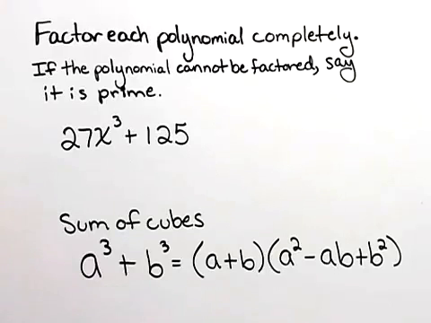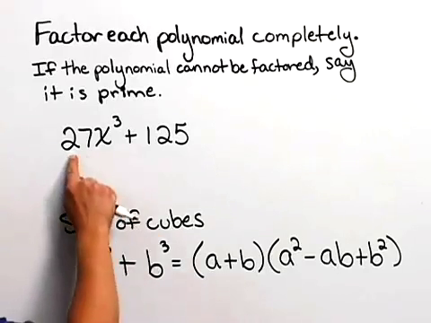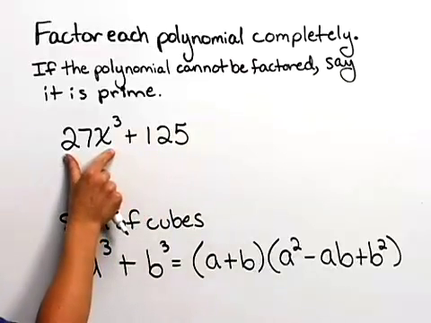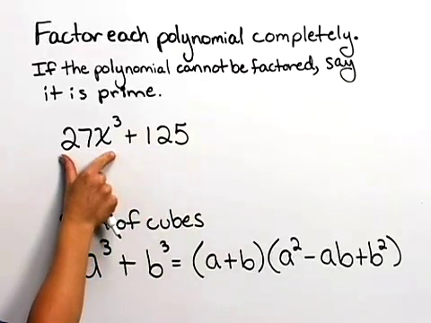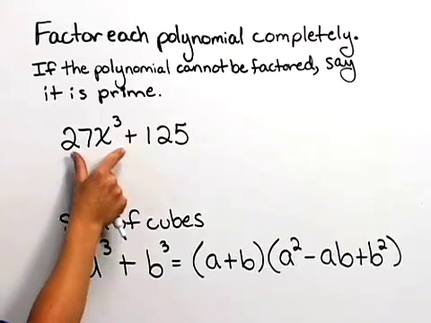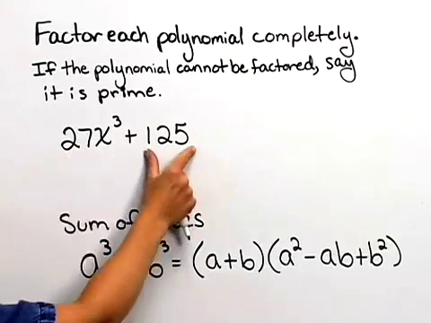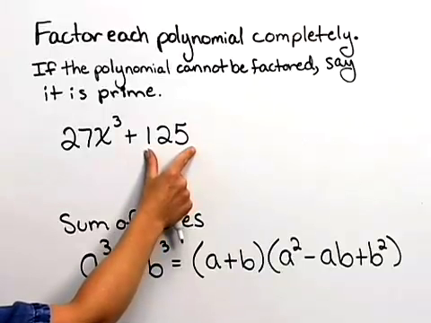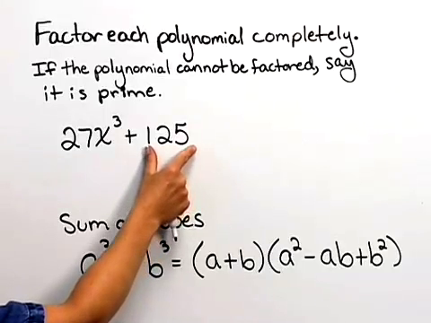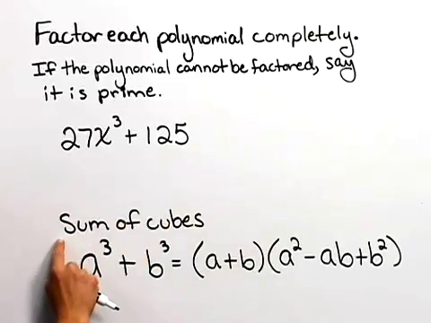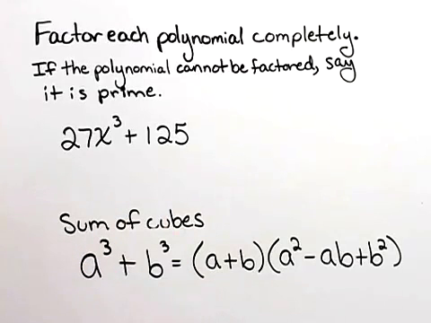For this particular problem, notice that we have two terms being added, and both of them are perfect cubes. The first one is a perfect cube because 27x cubed is 3x times 3x times 3x. And the second one is a perfect cube because 125 is 5 times 5 times 5. That means we have our pattern called a sum of cubes.